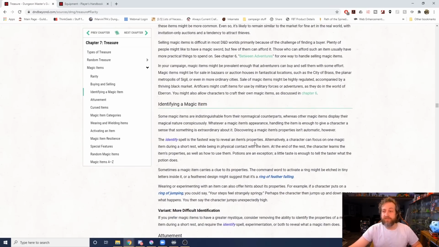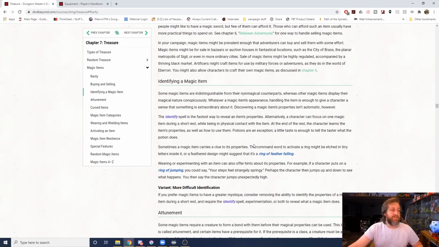But right here, folks, there's a section called Identifying a Magic Item. So we'll read through this. Some magic items are indistinguishable from their non-magical counterparts, whereas other magic items display their magical nature conspicuously. Whatever a magic item's appearance, handling the item is enough to give a character a sense that something is extraordinary about it. Discovering a magic item's property isn't automatic, however.